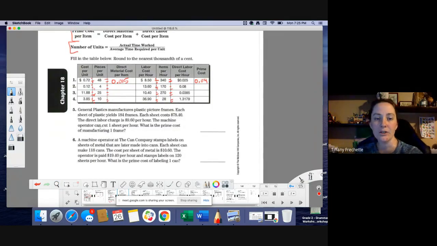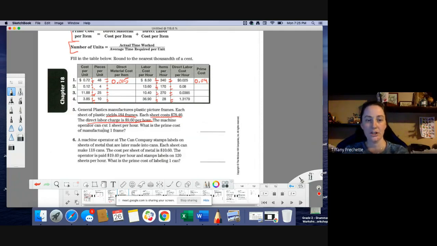General Plastics manufactures plastic picture frames. Each sheet of plastic yields 184 frames. Each sheet costs $78.40. The direct labor charge is $9.60 per hour. The machine operator can cut 1 sheet per hour.